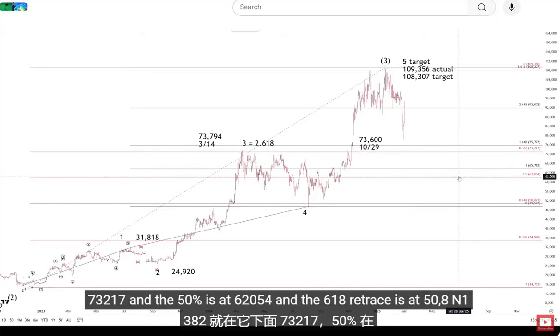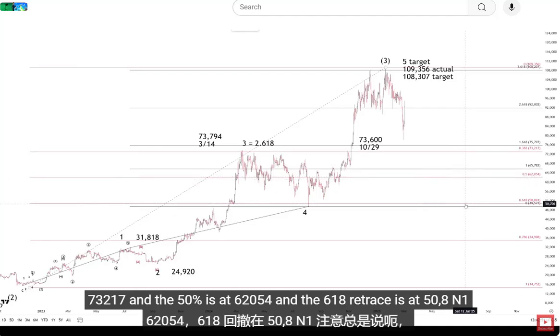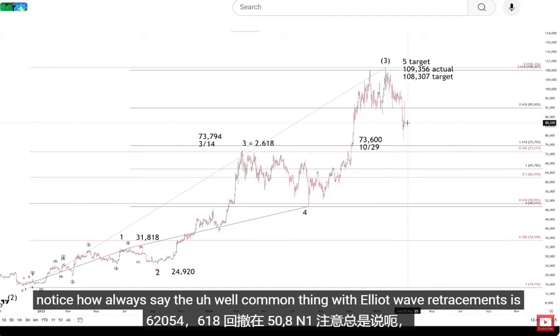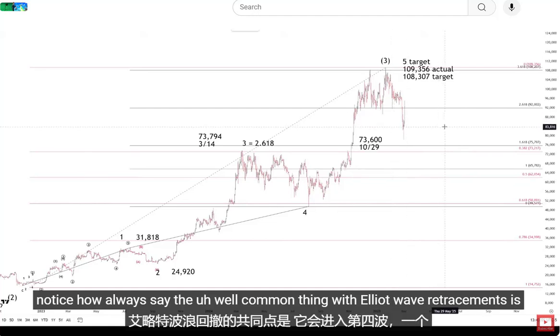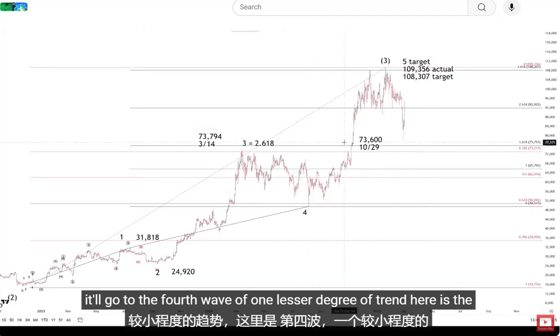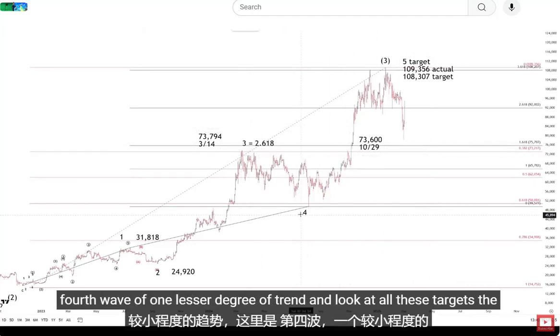Okay, so on Bitcoin, the 382 is just below it, 73,217. And the 50% is at 62,054, and the 618 retrace is at 50,891. Notice, I always say the common thing with Elliott wave retracements is it'll go to the 4th wave of one lesser degree of trend. Here is the 4th wave of one lesser degree of trend.